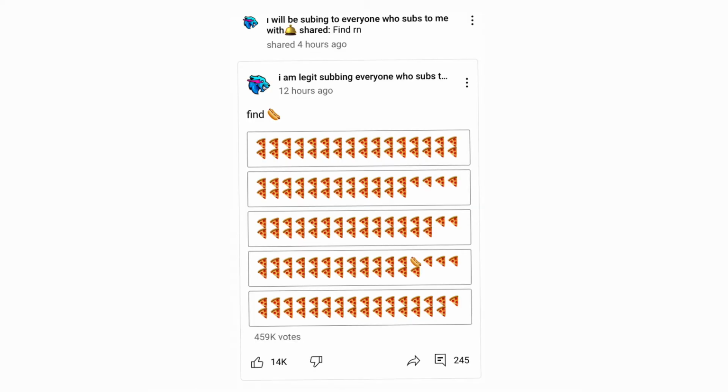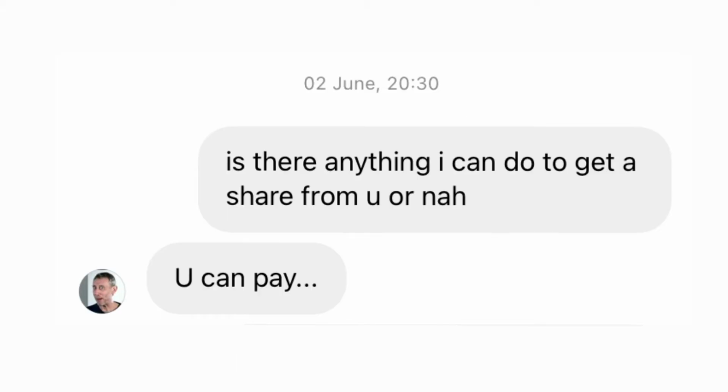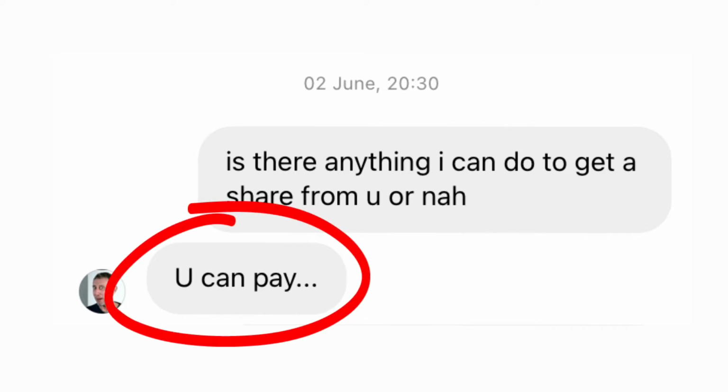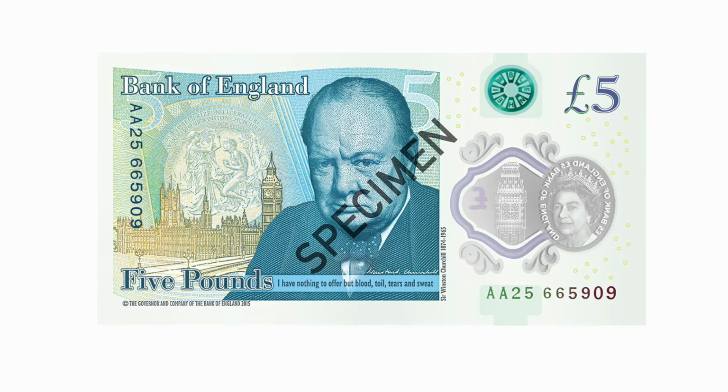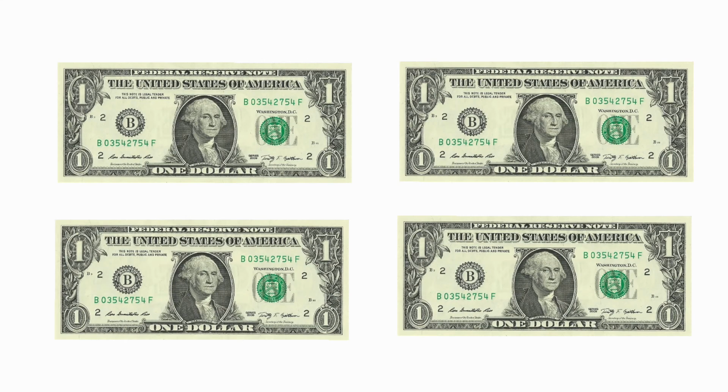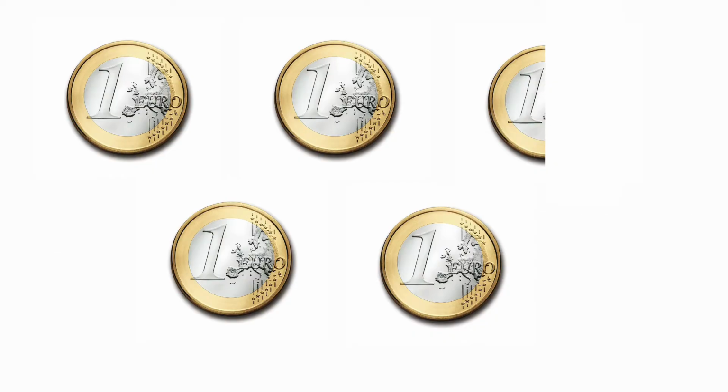If you want to skip all the early steps, ask a creator who gets hundreds of thousands of votes to share your posts. Many will do this but for an amount of money, probably around £5. Which is approximately $4, €4 or 500 rupees. I will link some of these people who will share for money in my description.